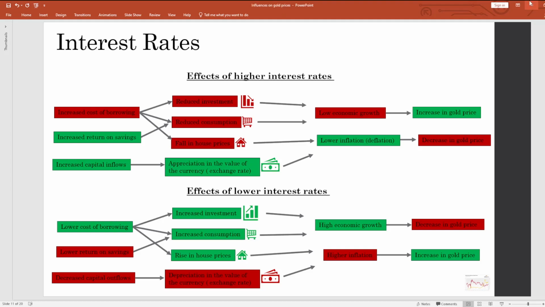What is the relationship between interest rates and gold? So, in order to formulate an answer to this question, we need to look at some economic theory, some monetary theory first.